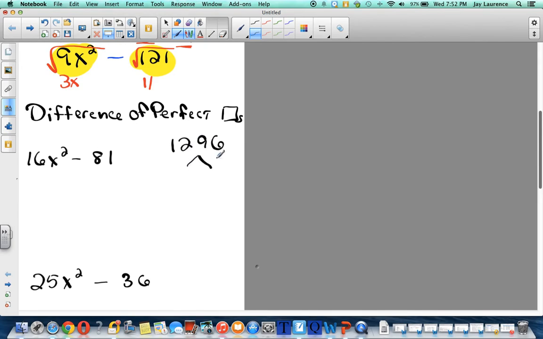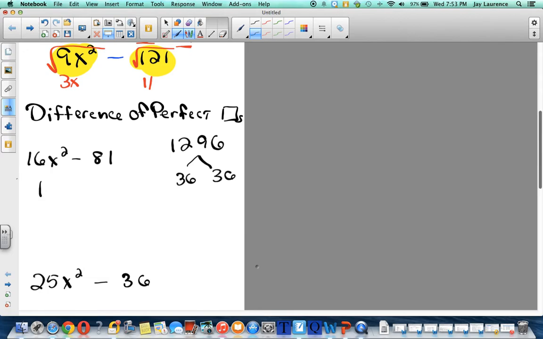Now, I need these two factors, whatever they are. I'm not going to list them all. That's insanity. These two factors, whatever they are, are going to have to subtract to get 0. Well, it's going to have to be the same number. That means 1,296 must be a perfect square. So I'm going to take the square root of 1,296, and look, I get 36.